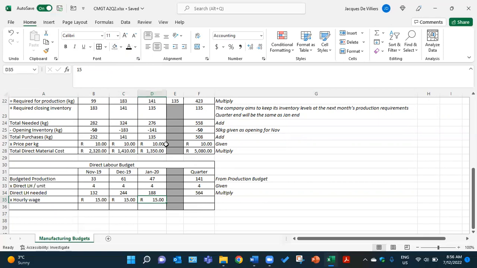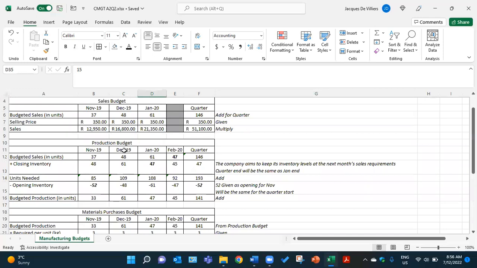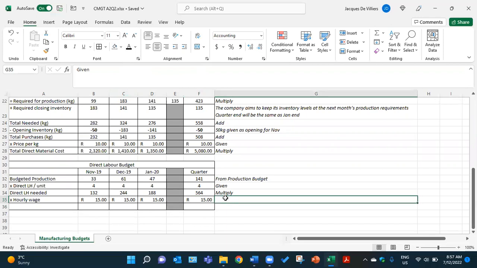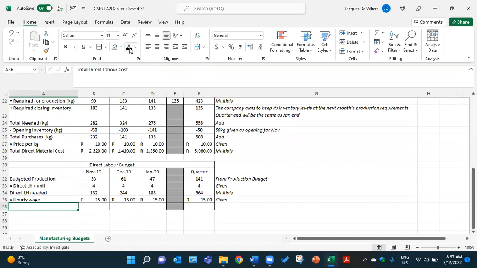Now, please do not phone the Department of Labor because our fictitious shoemakers are paying the shoemaker only 15 Rand an hour. We know that's way under minimum wage, but we are going to live with it because that was what is given. By the way, minimum wage at this point in time is about 23 Rand an hour. So that was given. And if we have the direct labor hours needed, and we have the hourly wage of our shoemaker, we can see exactly how much we need to pay him throughout the month.